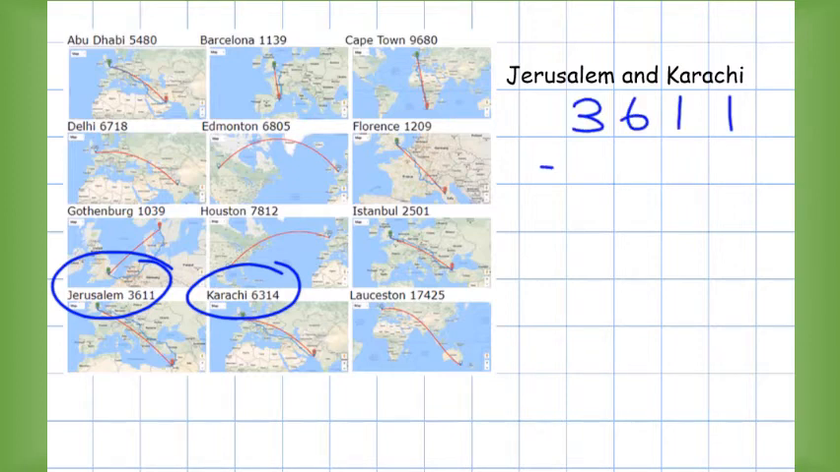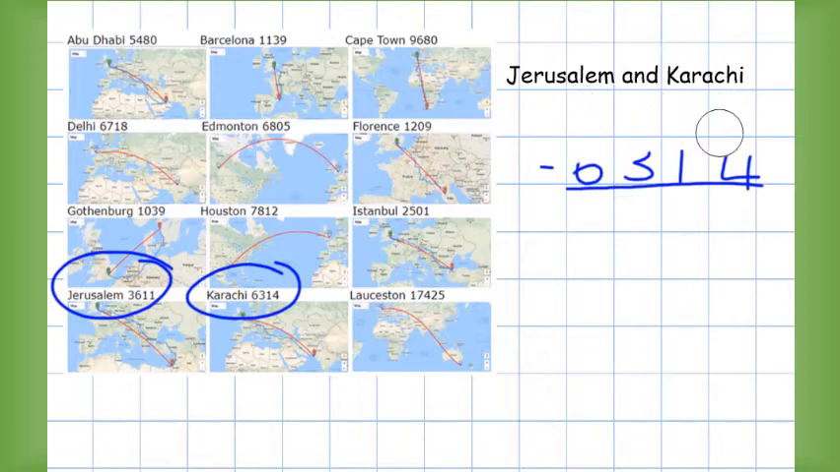3,611 take away 6,314. Okay, here we go then. What's the problem with that calculation? We can't do that calculation that way around, can we? You will be able to the further through your schooling you get, but at the level that we're at the moment, we can't. We need to take the smallest number from the biggest number, don't we? Hopefully you are all shouting at me at the top of your voices then.